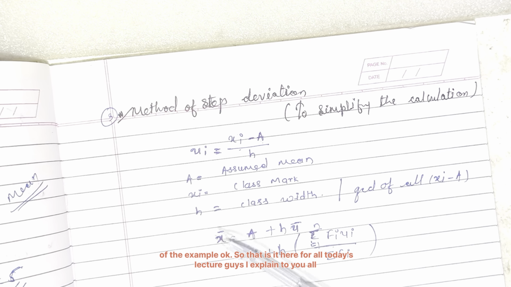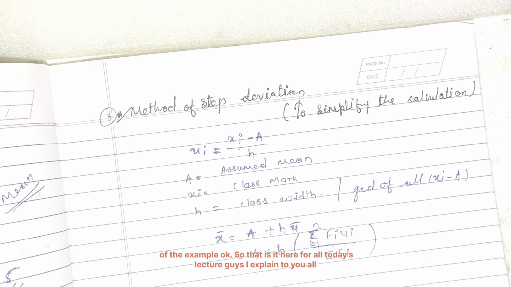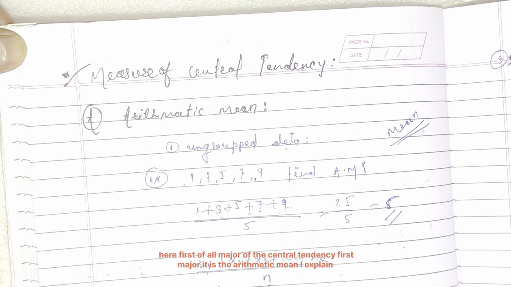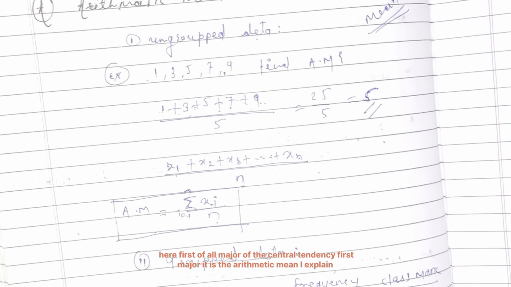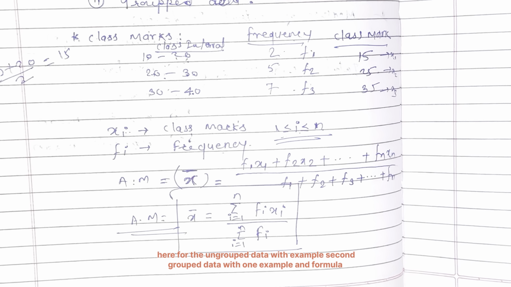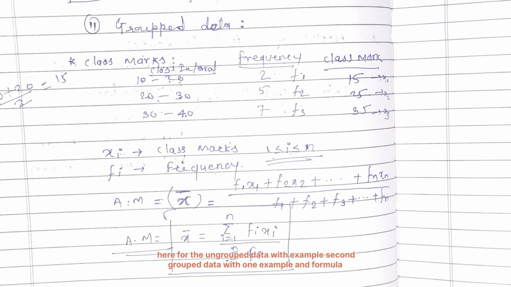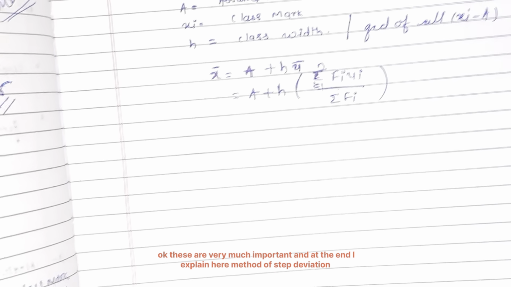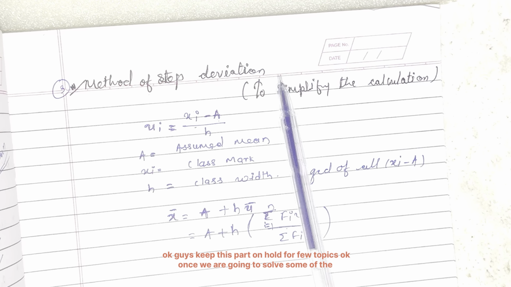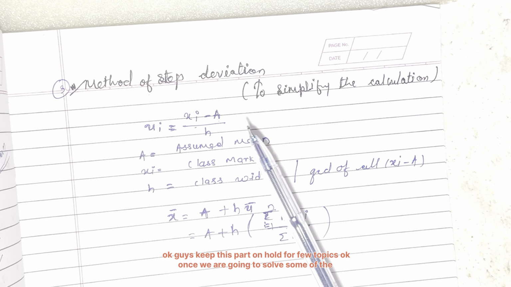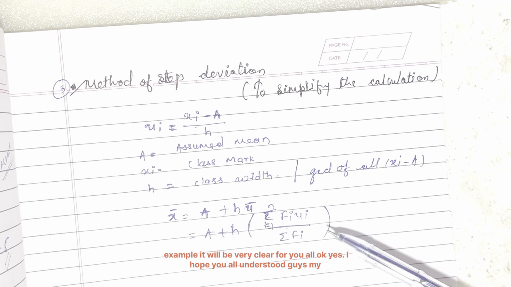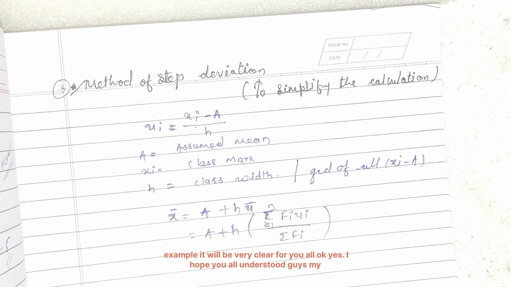So that's it for today's lecture, guys. I explained to you all first of all measures of central tendency. The first measure is the arithmetic mean. I explained it for ungrouped data with an example. Second, grouped data with one example and a formula. These are very important, and at the end I explained the method of step deviation. Keep this part on hold for a few topics. Once we solve some examples, it will be very clear for you all.